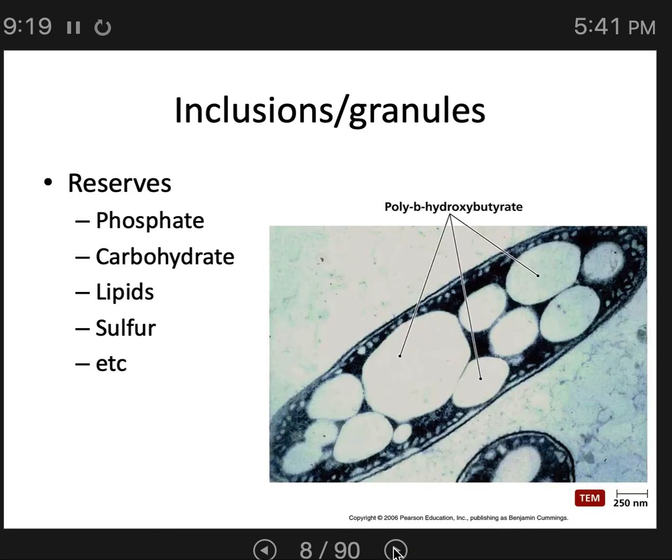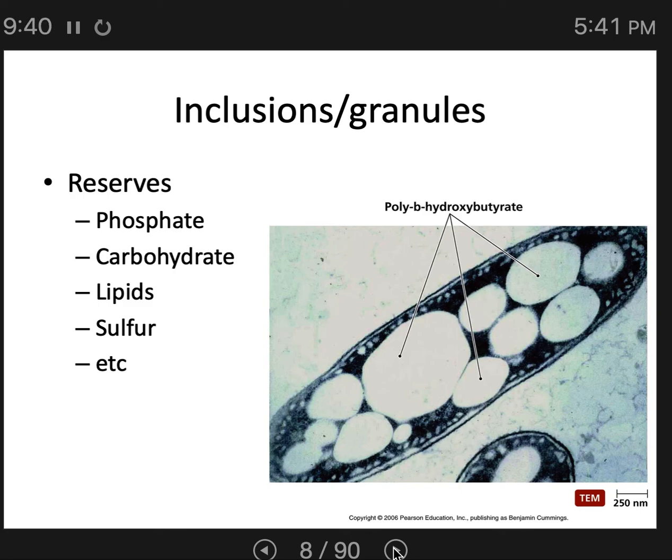All right, so here is a little bit of anatomy that may not be review. You have probably learned that prokaryotes do not have organelles, but there is an exception. They have what we call inclusions or granules. Inclusions and granules, that's just two different words for the same thing.